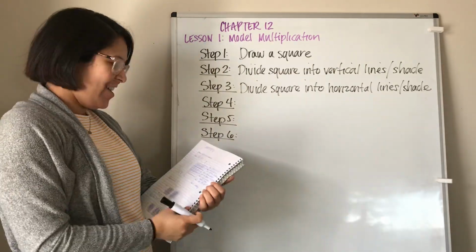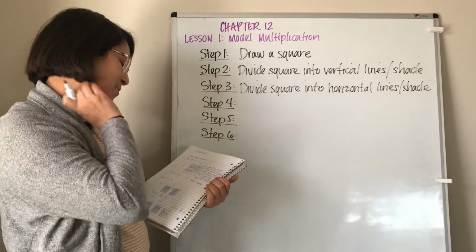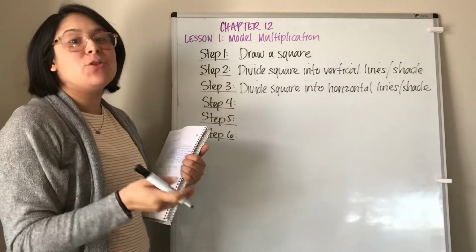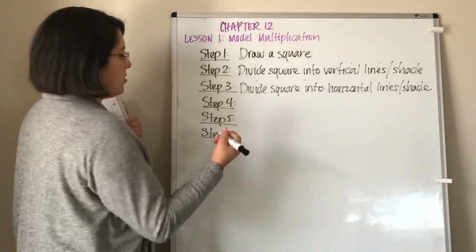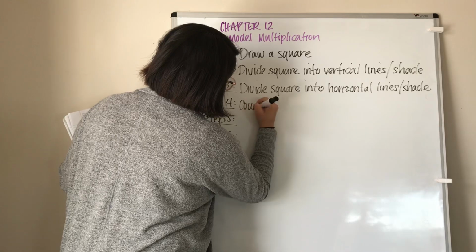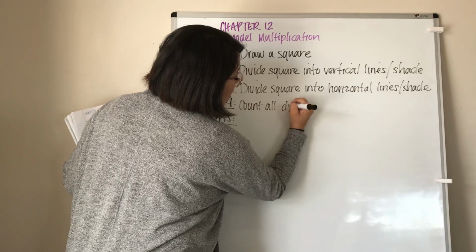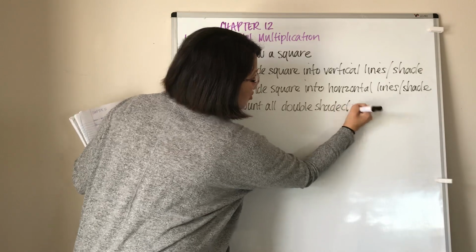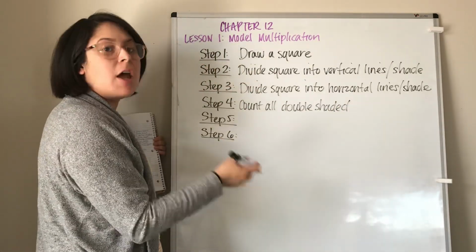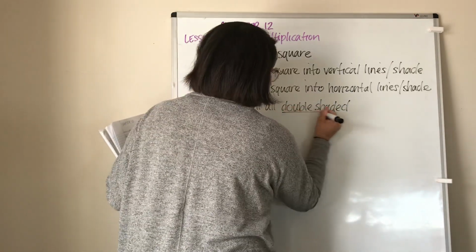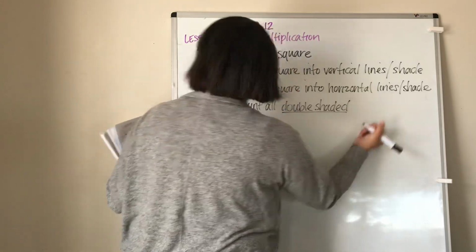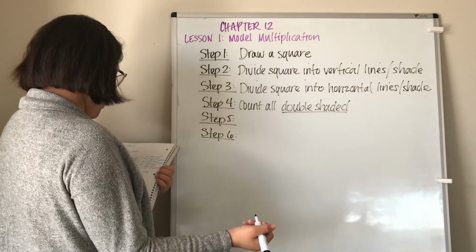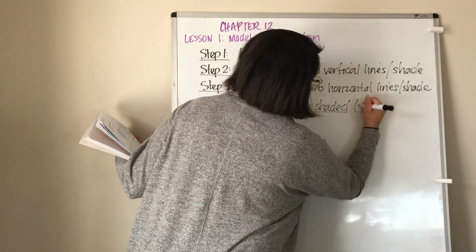Sorry. And then step 4, you're going to count all your double shaded squares. So you're going to count all the double shaded. Some are going to be shaded just once, some are going to be shaded twice, and we want to count the double shaded. Count the double shaded, and then that's going to be your numerator.